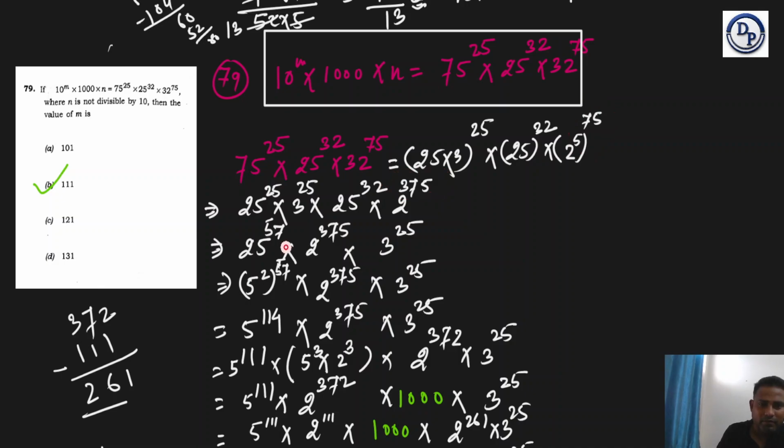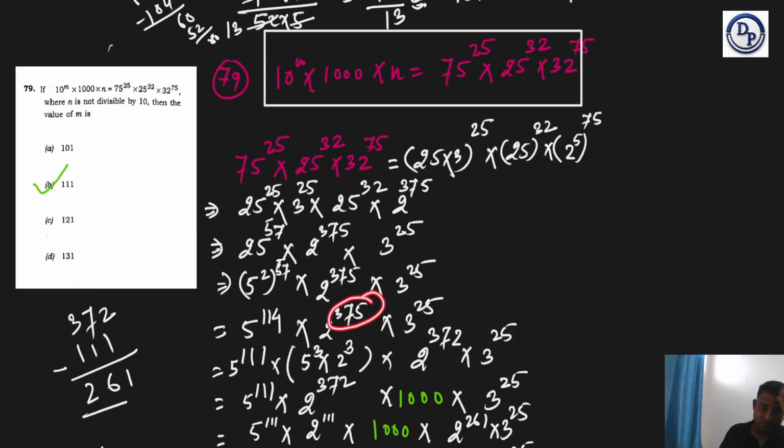Again in the below level I tried to collect the things together. We just simply put this 3 to the power 25 separately here. Now we have to deal with this 25 and 2's powers. So I can write again 25 as 5 to the power 2 into 57. So now this becomes 57 into 2 becomes 114, whereas 375 is written as 375.